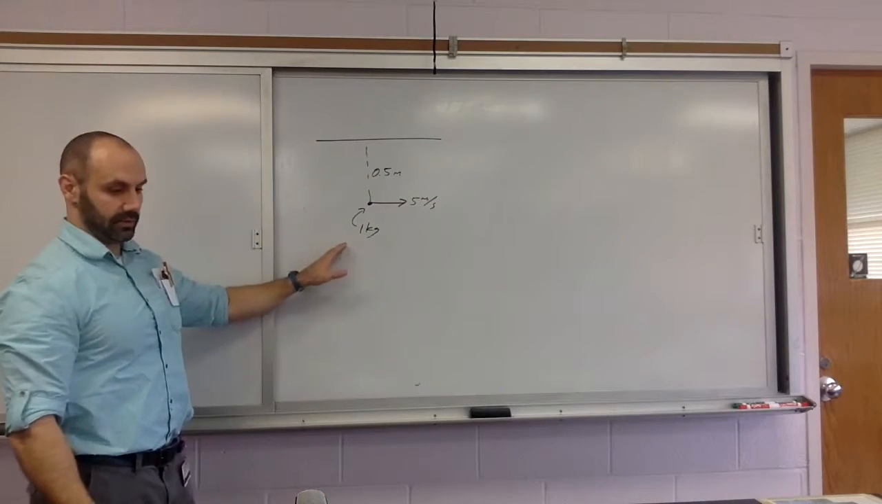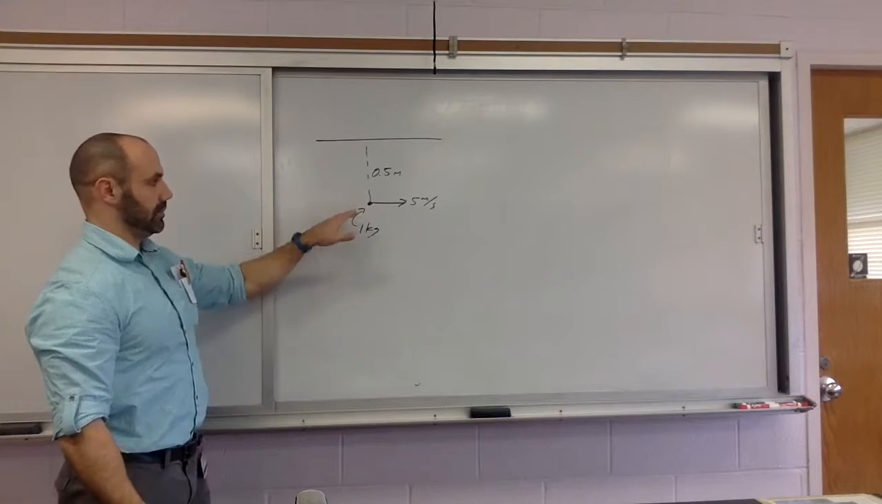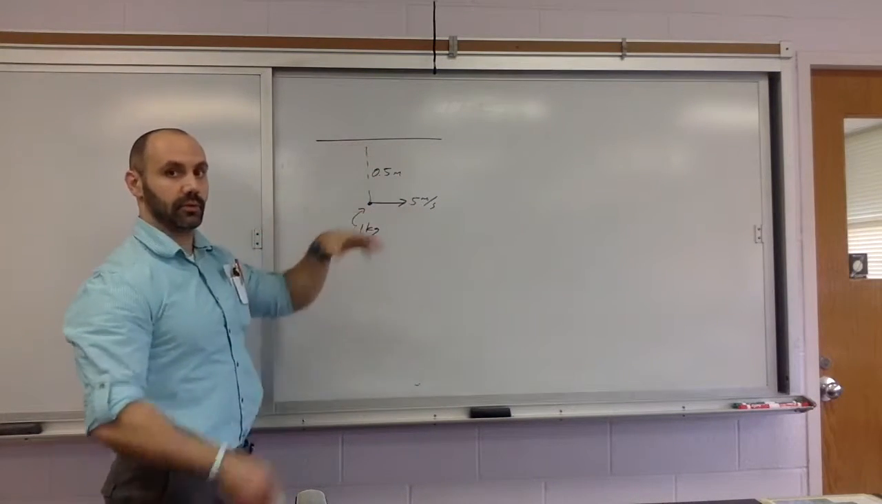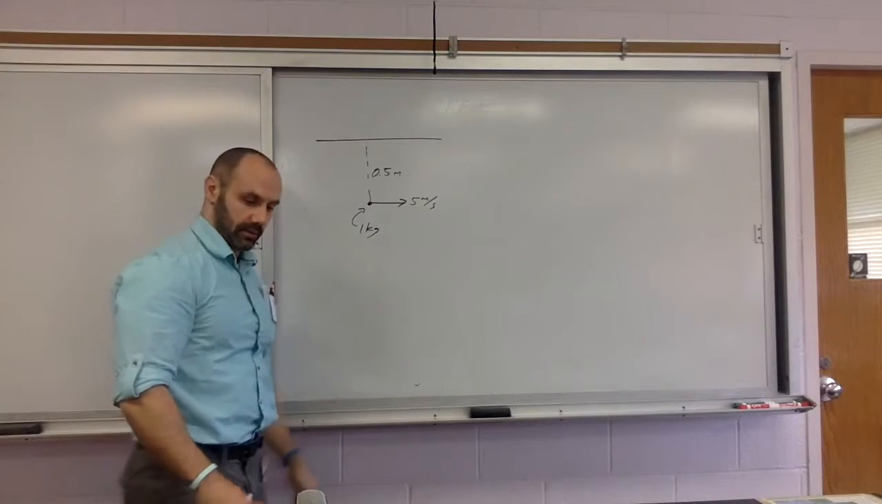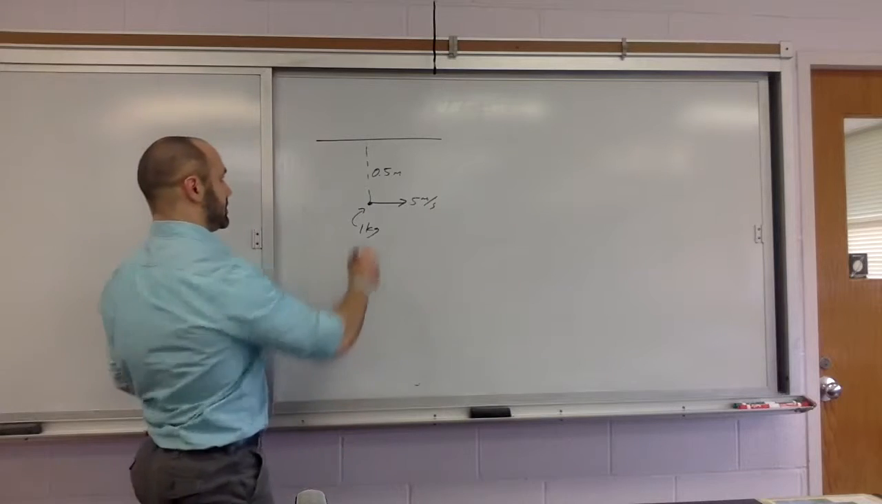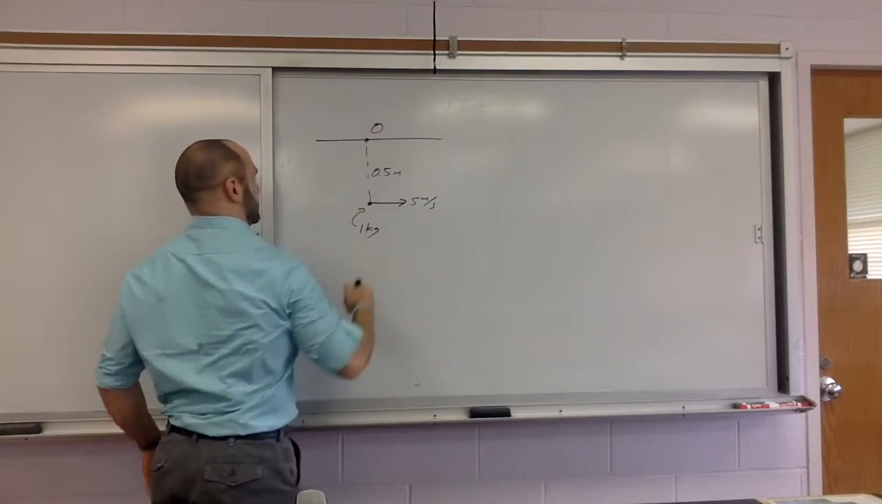Okay, here's example 4. We have a 1 kilogram particle moving 5 meters per second to the right, below here, half a meter. So we want to know what is the angular momentum relative to the origin of this particle. So this is the origin.